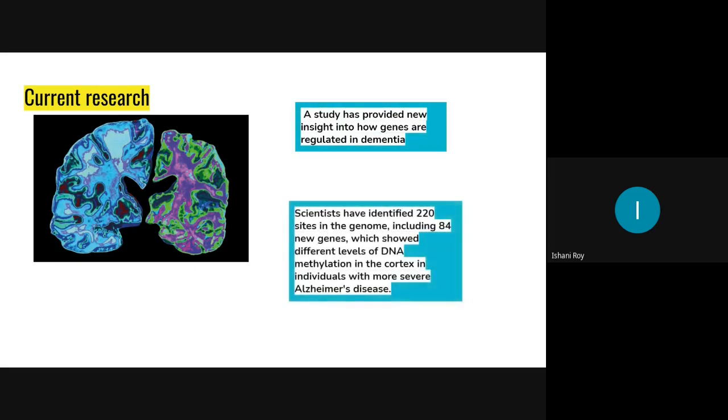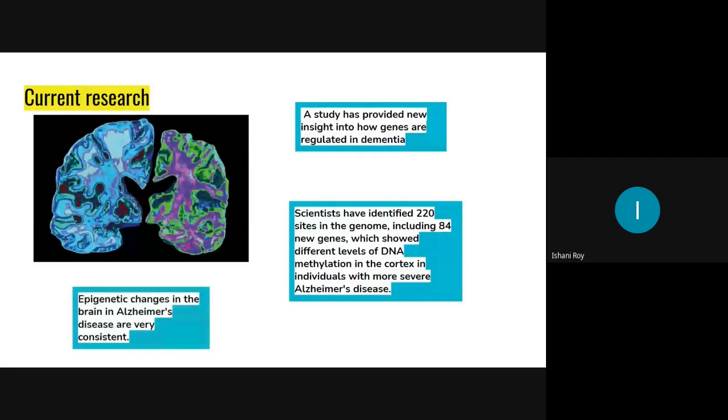So a study was conducted, and it was found out that there are several sites throughout the genome of these brain cells where varying levels of methylation have been observed. In some places there have been very high levels of methylation, and in some places there are low levels of methylation. But these epigenetic modifications are pretty consistent in the brains of individuals with Alzheimer's, right?